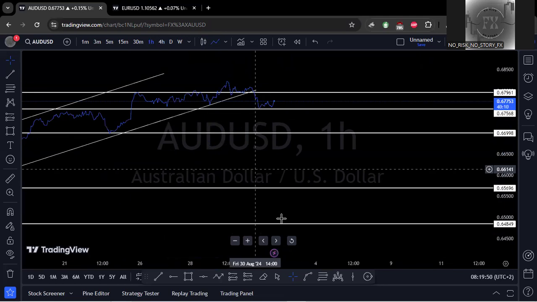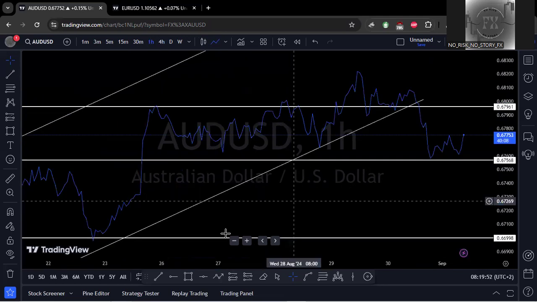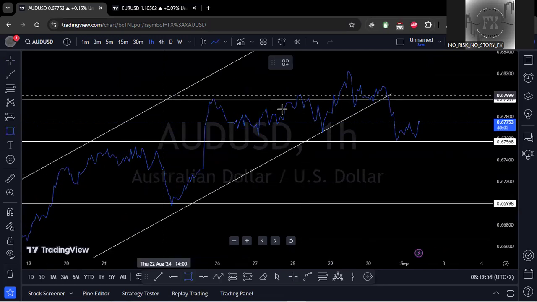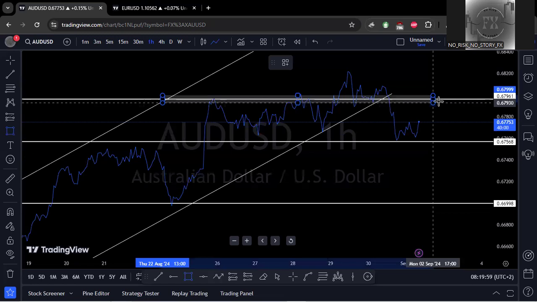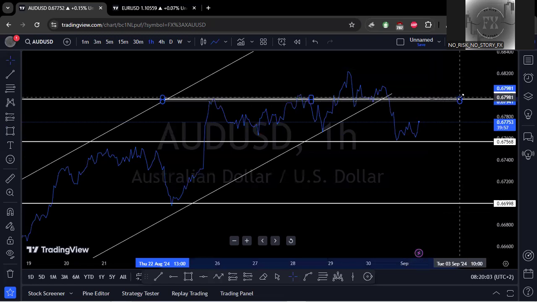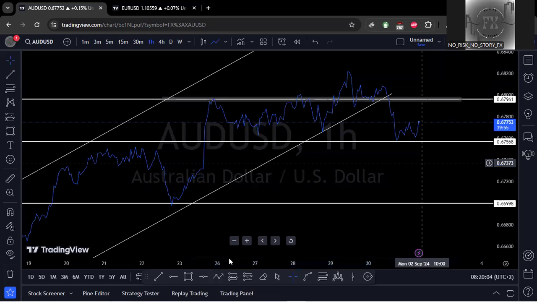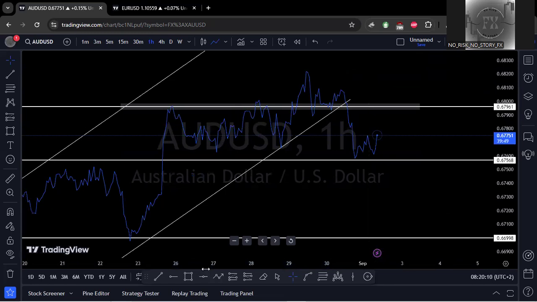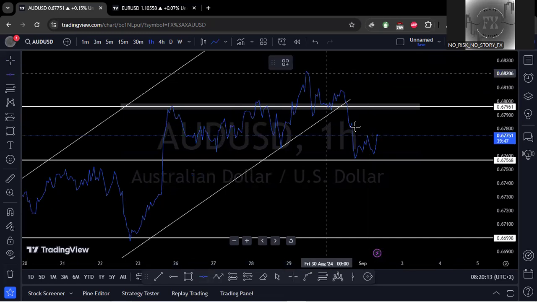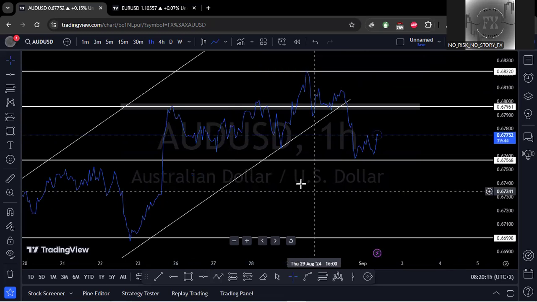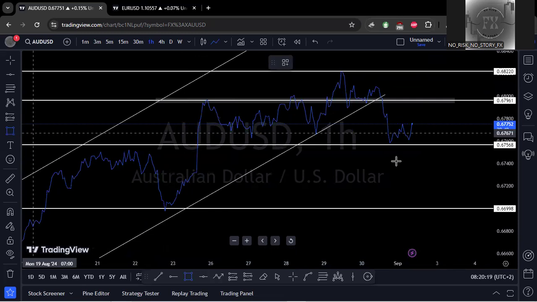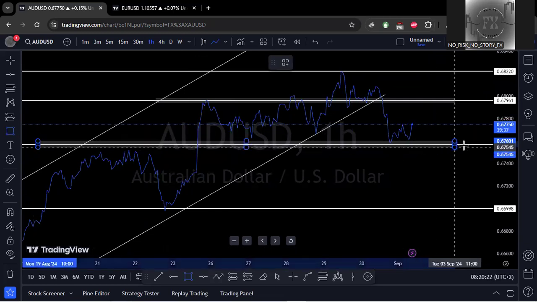I still have to go to my 1-hour time frame and just highlight my zones from this point. I like to surround this area here because the market reversed from this point. It wouldn't be reversing there for no reason, so there might be a good reason why. And just highlight this zone here.